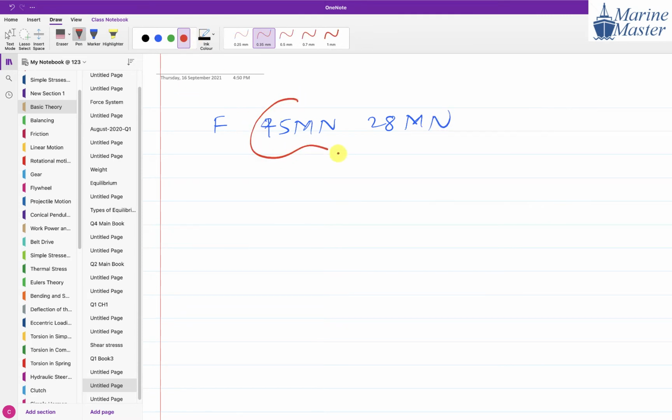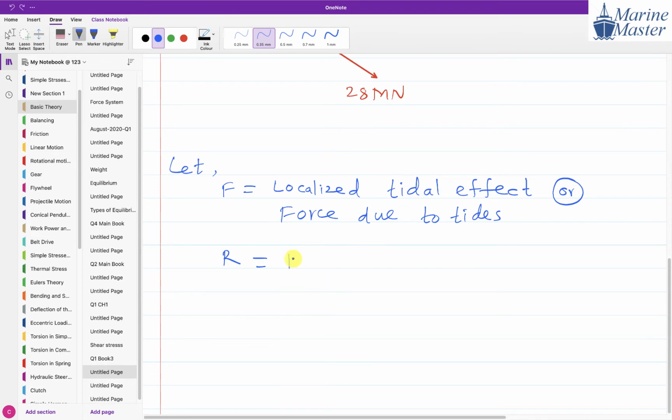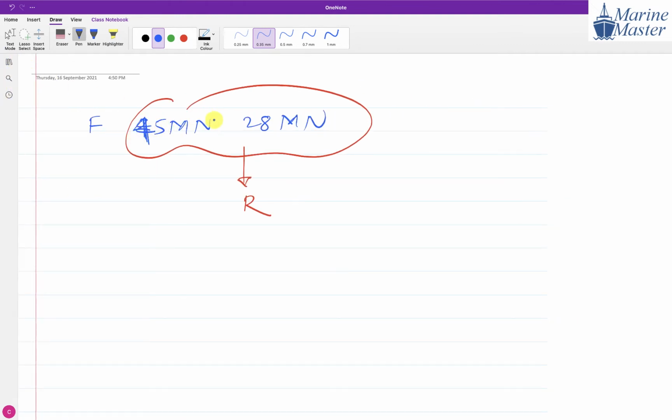We are going to replace these 2 forces, 45 meganewton and 28 meganewton, by R. So let R be the resultant of 45 meganewton and 28 meganewton. At the end, how many forces are remaining? 2 forces.